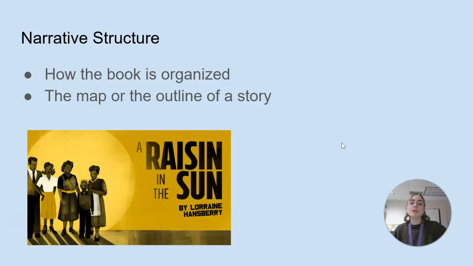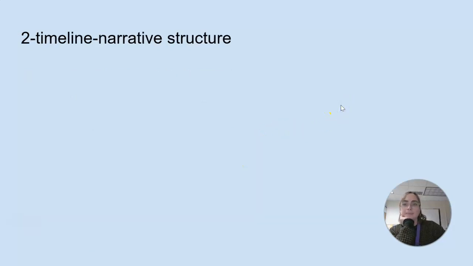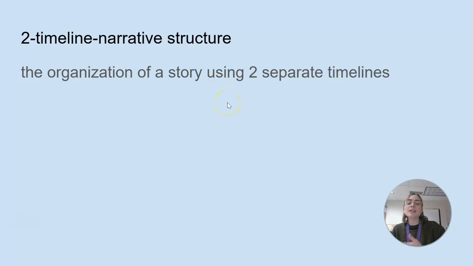If we think about the play A Raisin in the Sun by Lorraine Hansberry, this play had one timeline narrative structure, where the events happened chronologically. So we started in Act 1, and we found out what was happening in order from the beginning until the end. This is not quite how While the Locust Slept is organized, and you might have already realized that. Our book While the Locust Slept actually has a two-timeline narrative structure, which means that the story is organized using two separate timelines.